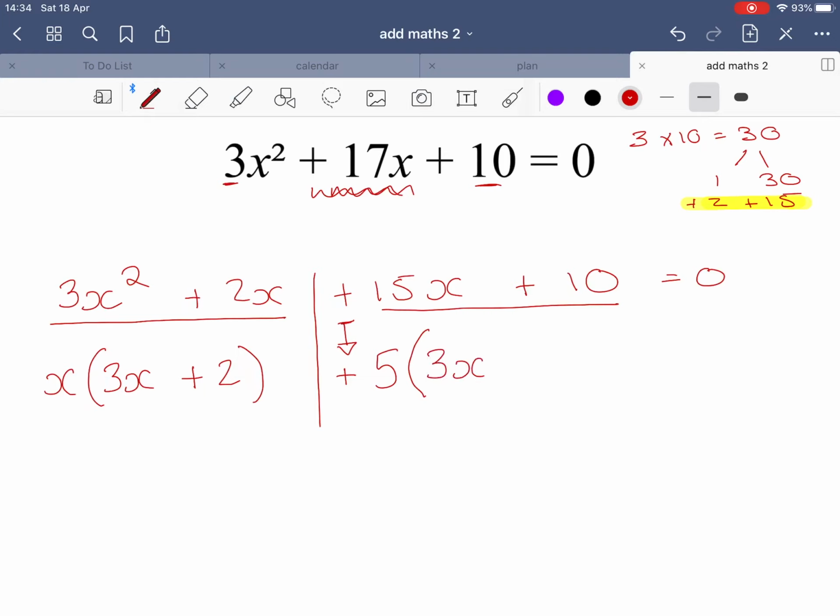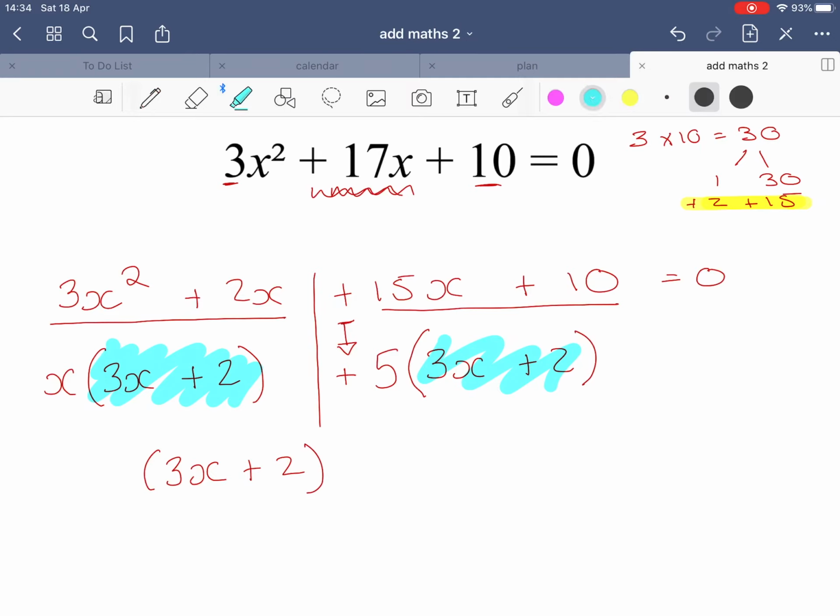5 times what is 15x? 3x, and 5 times what is 10? Positive 2. Got my 2 brackets the same, so one answer is 3x plus 2. The other answer is what's on the outside, so the other bracket is x plus the 5.